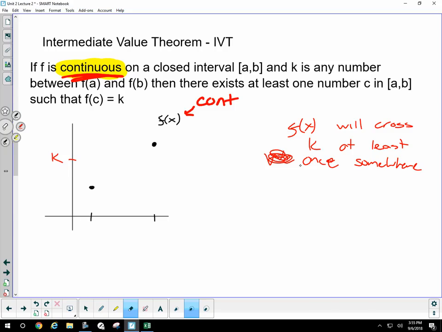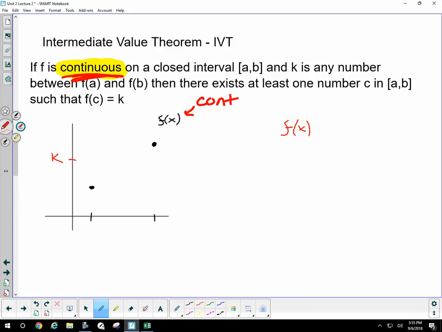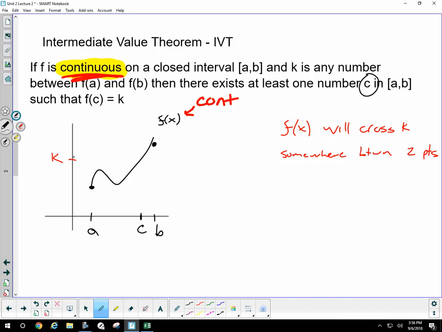Oh, that's so messy. F of x will, that's not that much better, cross k somewhere between 2 points. Okay? No matter how you connect it, if it's continuous, these 2 points must be connected somehow. Look, across k, right there. Here is the value that they're talking about, C, between A and B. That gives you this value K between f of A and f of B.